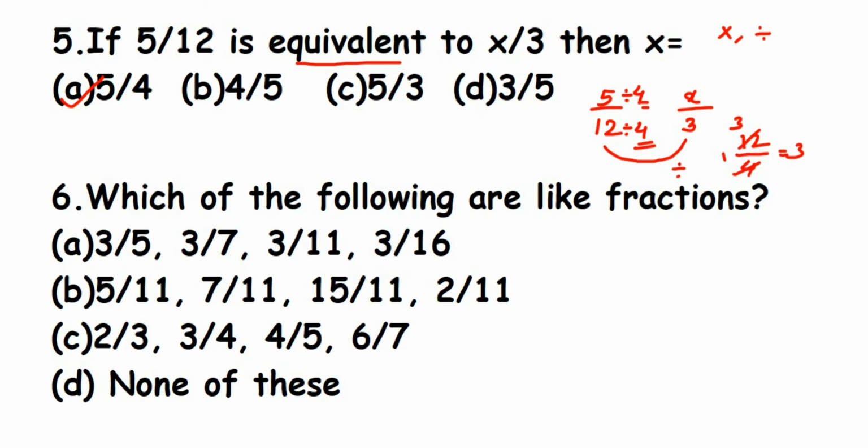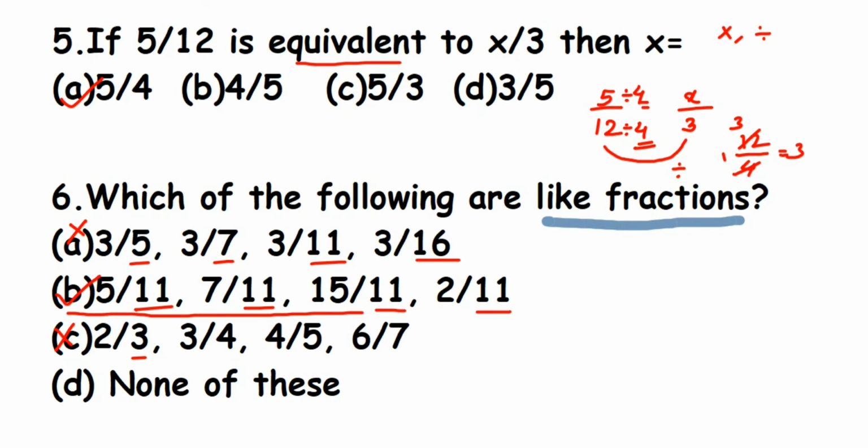Which of the following are like fractions? Now whenever you're finding out the like fraction, when the denominators are the same, we're going to call them like fractions, right? If you see the first option, we have different denominators. We have 5, 7, 11, 16 in the first option, which means they are not like fractions. Like fraction means the denominator of the fractions should be the same. So here, in the second option, you can see all the denominators are 11, which means second is the answer. If you see the third one, again they are different, so third is not the answer. Only the second one is the correct answer here.